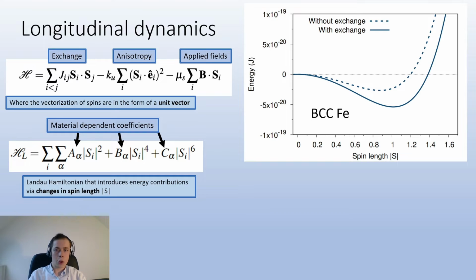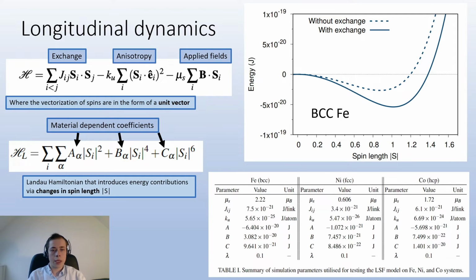This is because, as I mentioned earlier, the point of the Landau Hamiltonian is that it is appended to the total Hamiltonian. So the effective potential well that you get is constantly shifting based on the exchange energy and all sorts of other energies based on the anisotropy and applied fields, for example, that are in your system in addition to the longitudinal components. So here you can see a table for 3 typical materials that we have run tests on, and you will be able to find the A, B, and C coefficients of iron, nickel, and cobalt here.